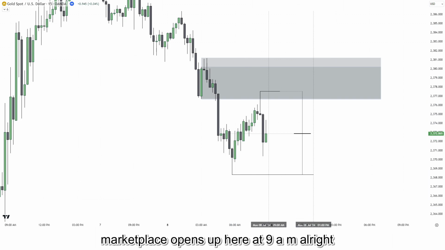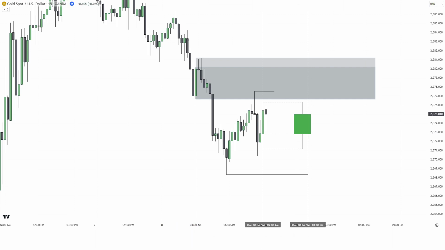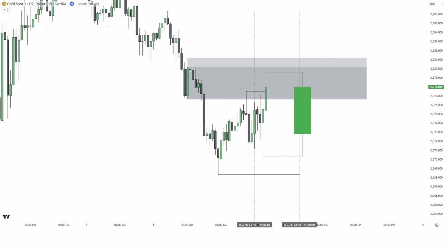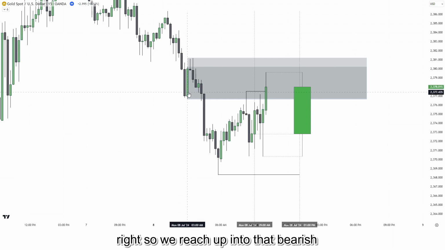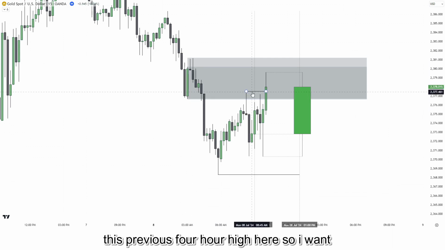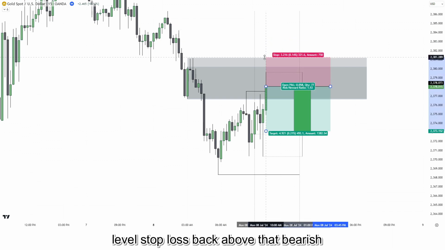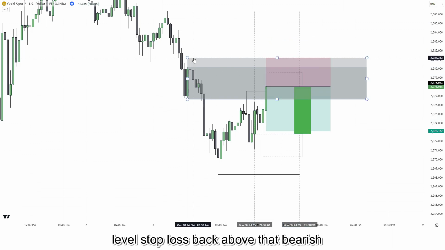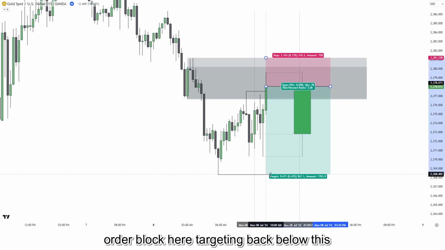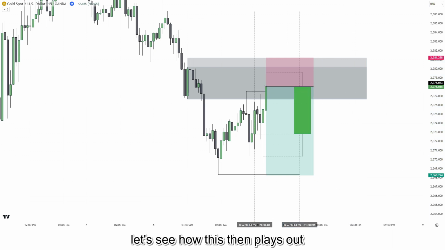Let's see how the marketplace opens up here at 9 a.m. All right, so we have that opening price here. All right, so we reach up into that bearish order block level, as well as we do take out this previous 4-hour high here. So I want to take my short as price taps into this level. Stop loss back above that bearish order block here, targeting back below this low for about a 3-to-1 R. Let's see how this then plays out.